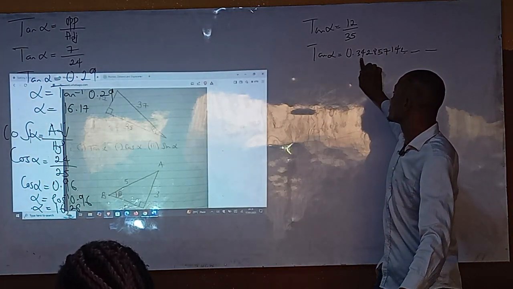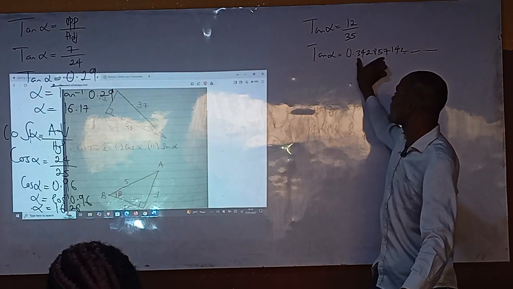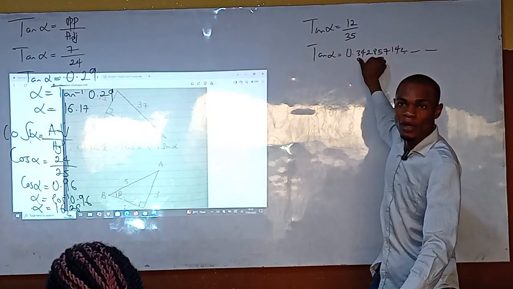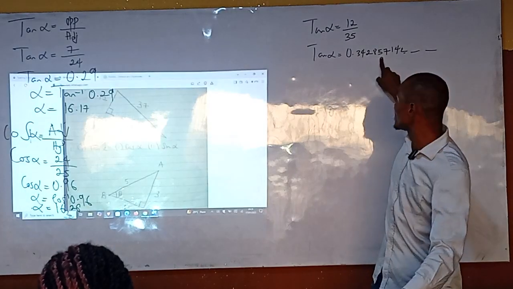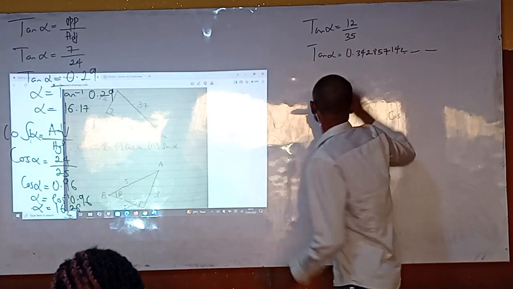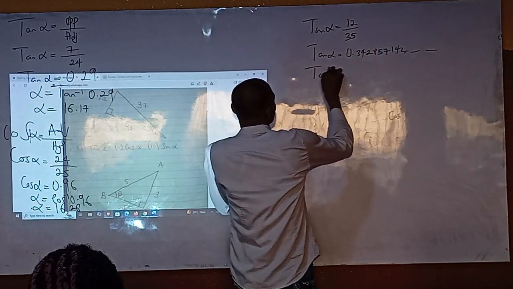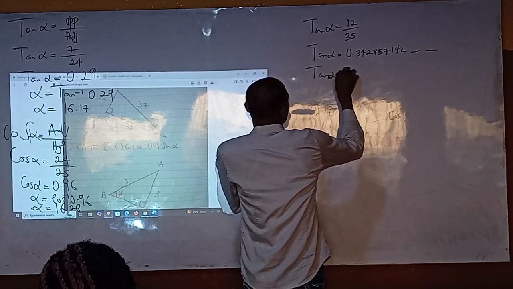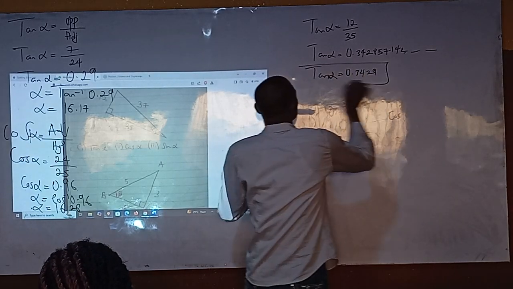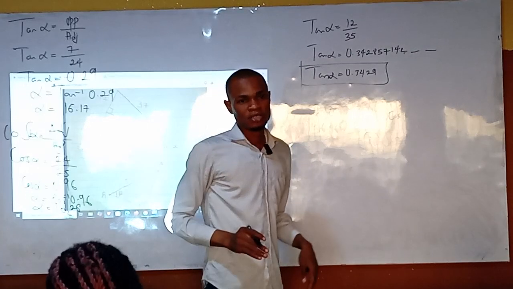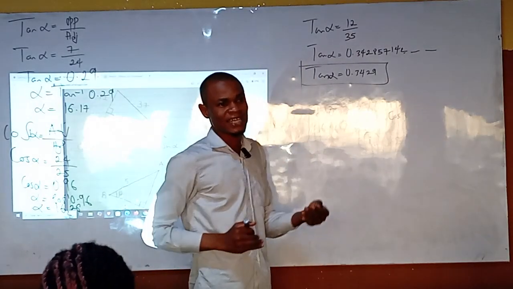Now 0.3428. You target 5 numbers after the point. When you target 5 numbers after the point, approximate the 5th digit. That 5 will become 1. Add that 1 to this 8. That's 9. So tan alpha equals 0.3429. This is the value you'll be working with for everything, so the answer will look alike.